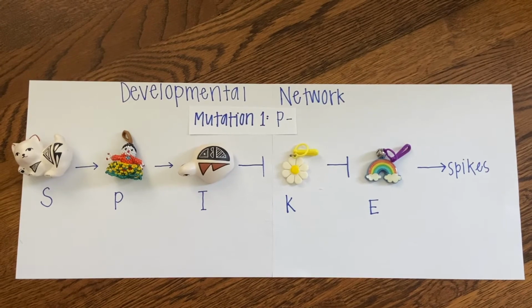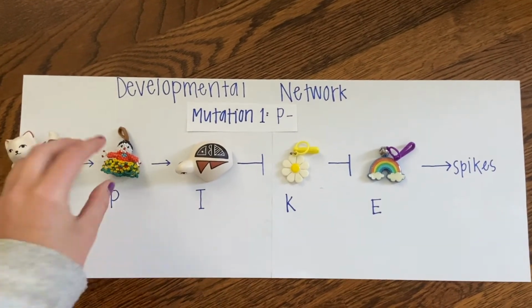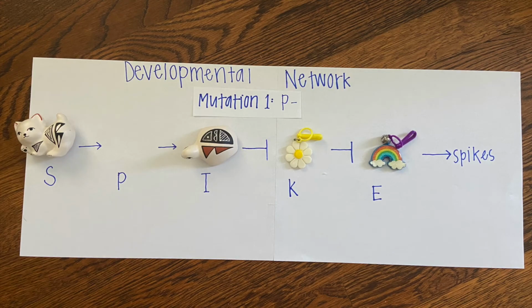The first mutation we will discuss is the P gene. In this scenario, the P gene is mutated and the doll is taken away from the pathway. With the doll absent, the turtle is not able to be activated, which then results in the daisy not being inhibited. When the daisy is present, it inhibits the rainbow, which then can't produce the spikes. So with this mutation, spikes are not developed.